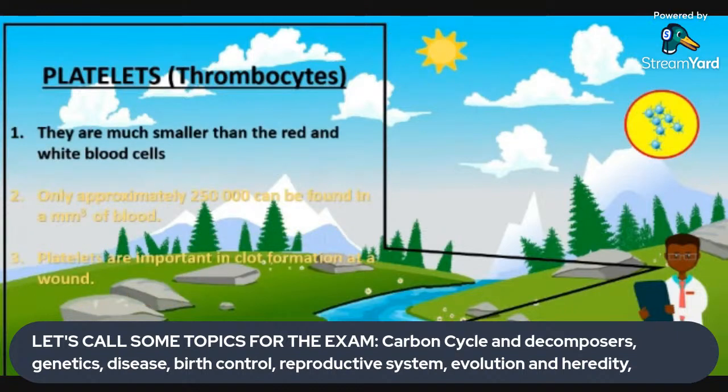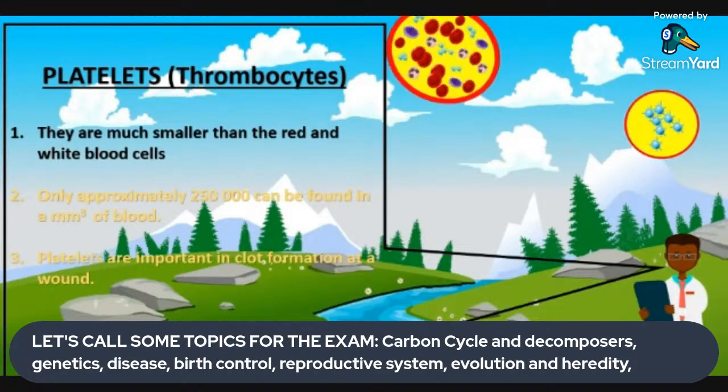Platelets are much smaller than red and white blood cells. Only approximately 250,000 can be found in a millimeter cube of blood. Platelets are important in clot formation at the site of a wound.